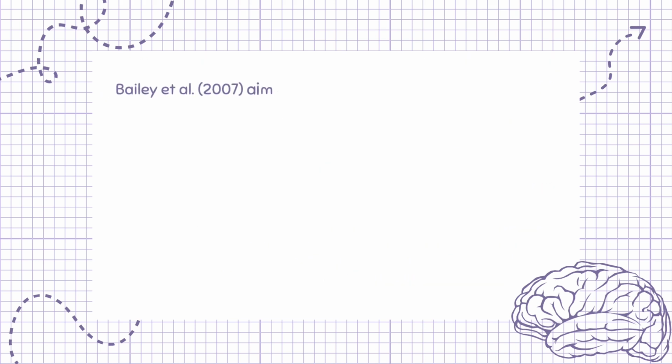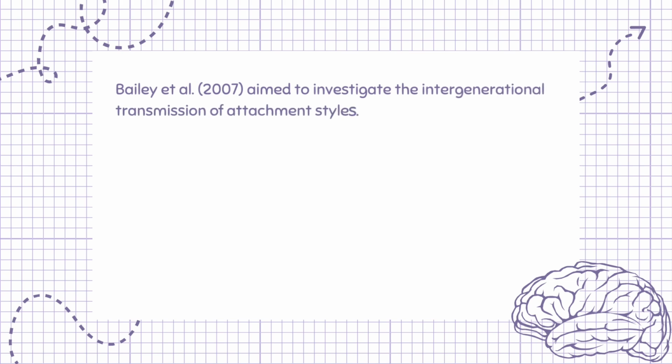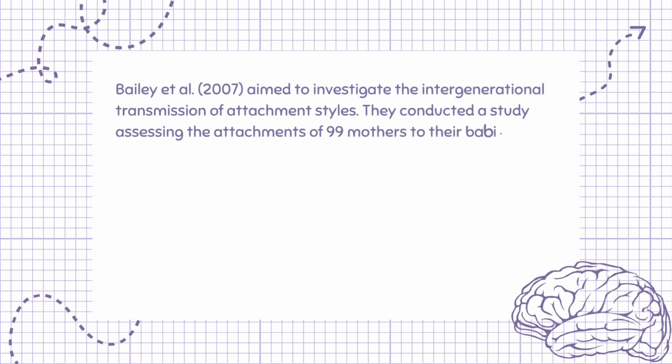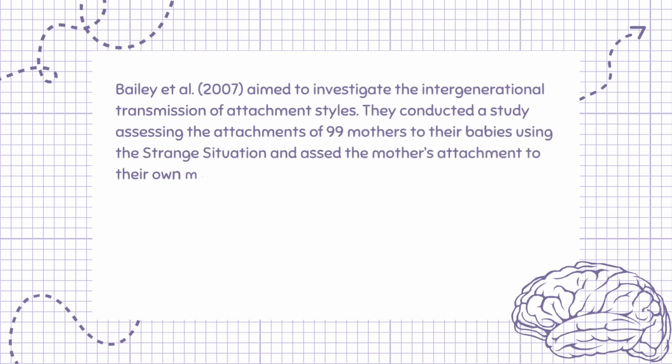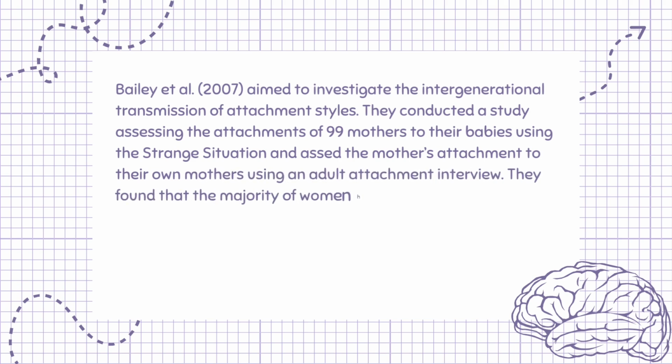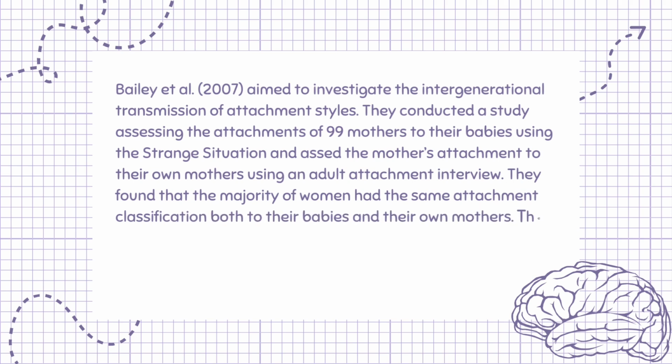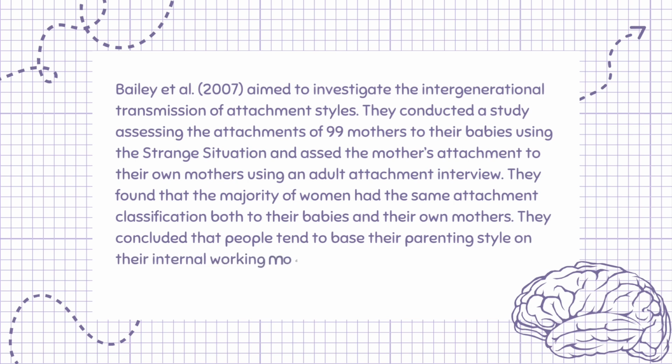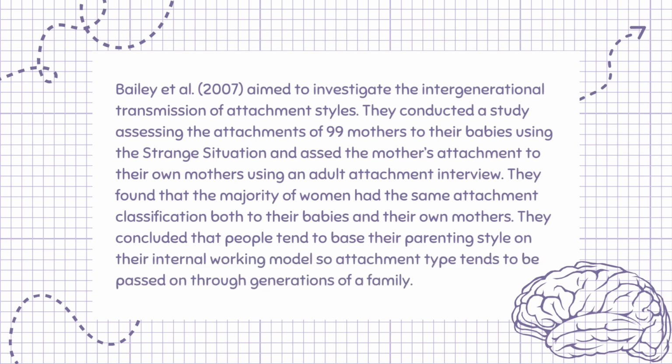Bailey et al., 2007, aimed to investigate the intergenerational transmission of attachment styles. They conducted a study assessing the attachments of 99 mothers to their babies using the strange situation and asked the mothers about their attachment to their own mothers using an adult attachment interview. They found that the majority of women had the same attachment classification both to their babies and their own mothers. They concluded that people tend to base their parenting style on their internal working model, so attachment type tends to be passed on through generations of a family.